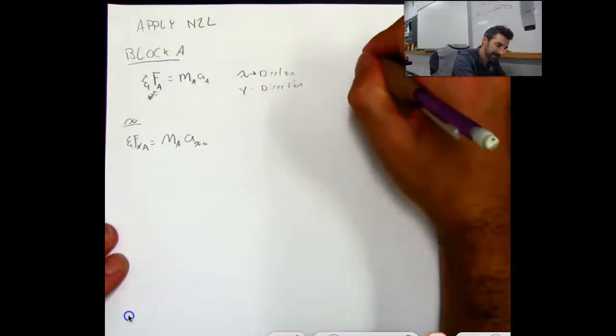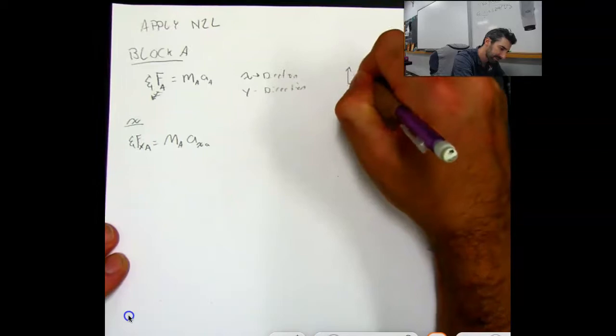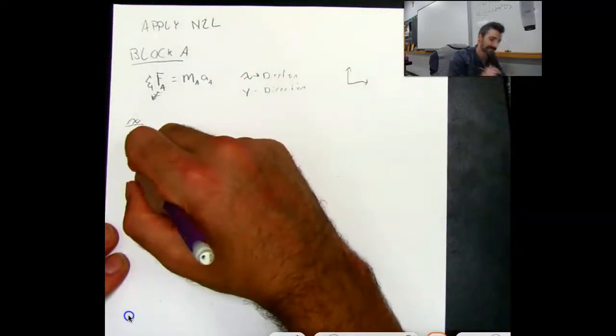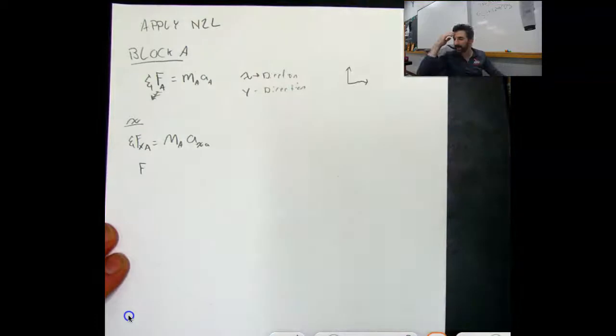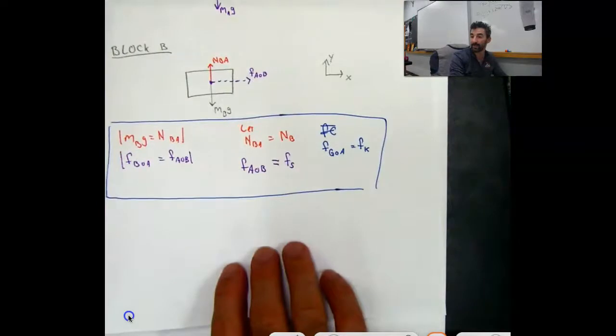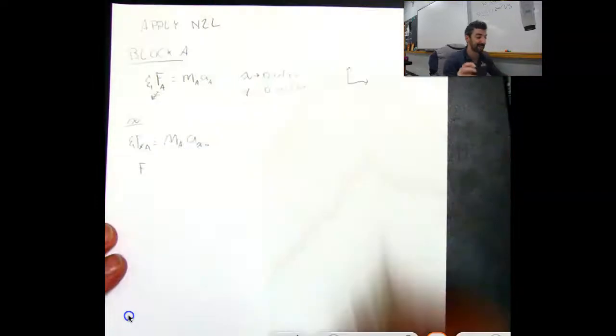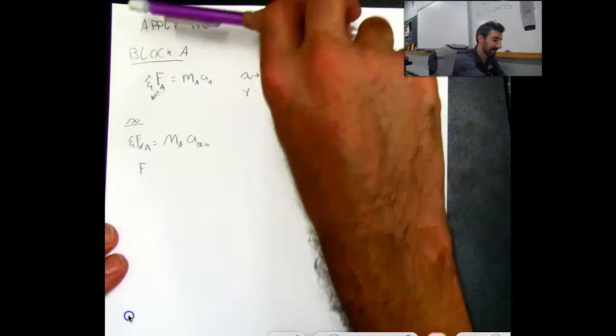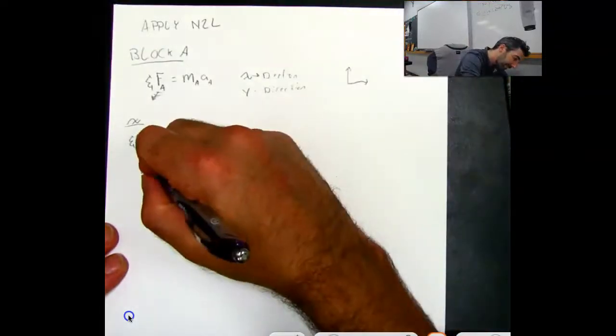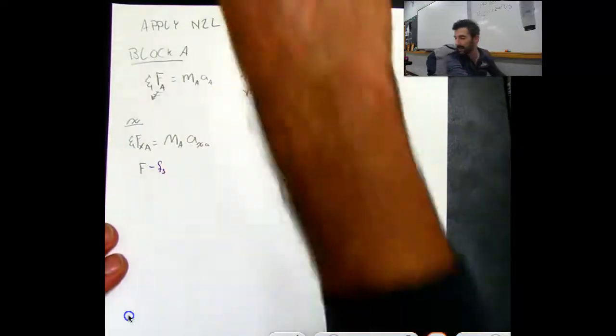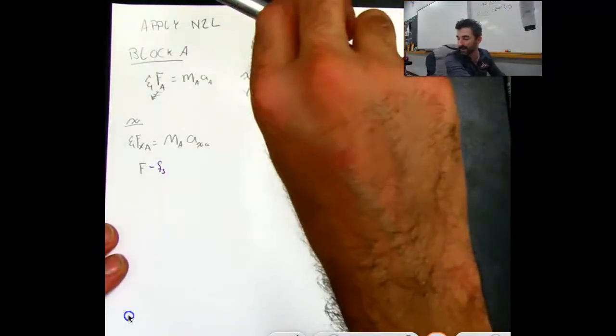Right? Let me remind us of our coordinate system. So my applied force, F. And then I need to subtract off what we are calling the kinetic friction and the static friction. Remember, those are all these pairs that we put together. So I need to subtract off the kinetic friction and the static friction for block A. So that is going to be minus Fs, minus Fk.